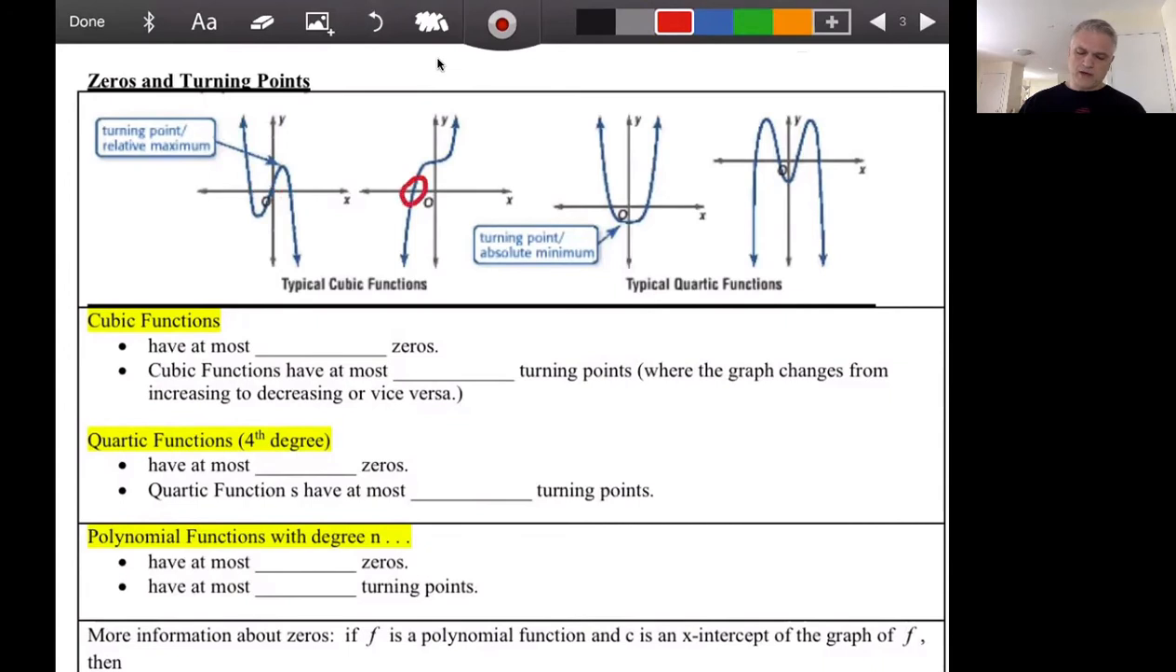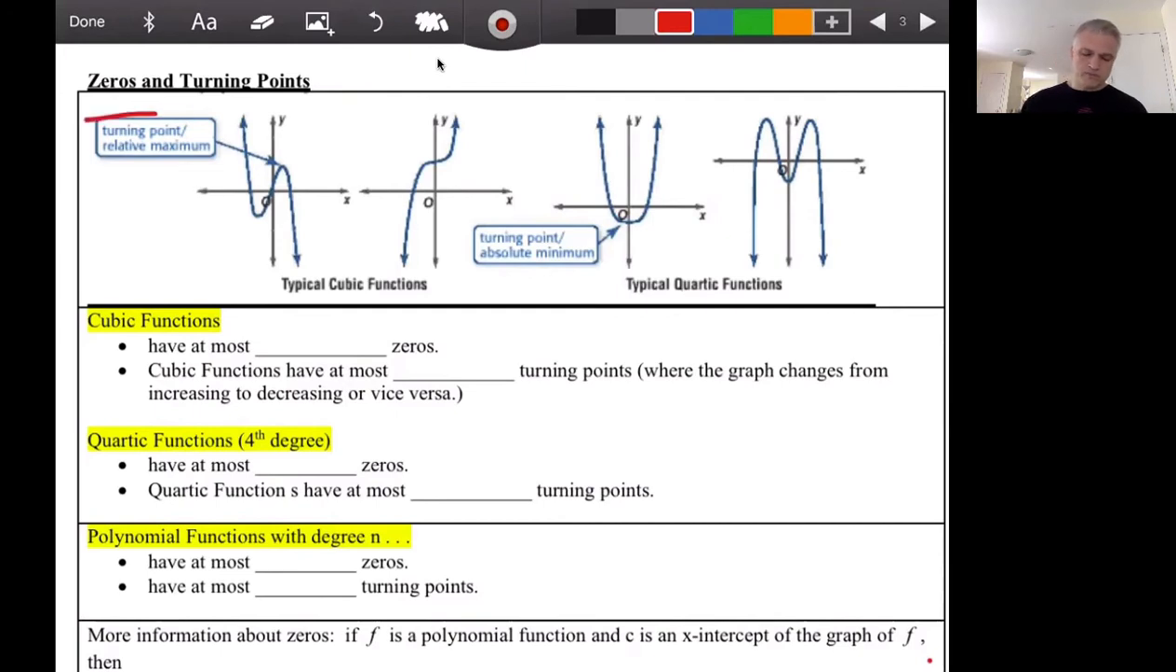The second graph, I can see 1 x-intercept. Here I can see a couple. All right. And this one's got a bunch of them. 2, 3. I can see 4 of them on that one. So there's a bunch of zeros, a bunch of x-intercepts.